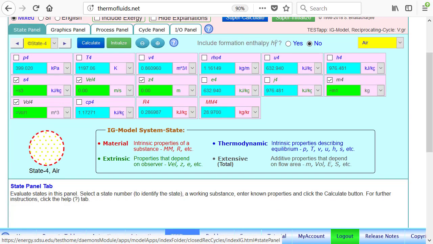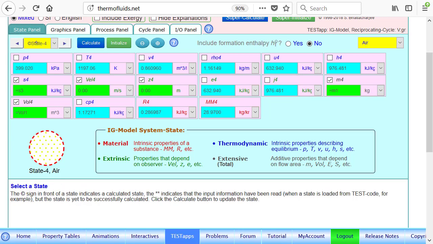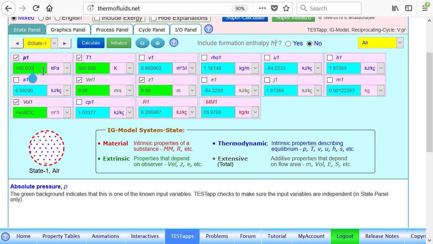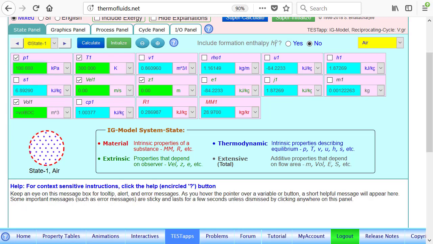Finding the states, let's start with state 1. Pressure is given to us, and volume is the volume at the bottom dead center. It's not the displacement volume, it's displacement plus the clearance volume. Knowing the temperature, pressure, and the volume, we can find the complete state. State 1 is completely calculated.